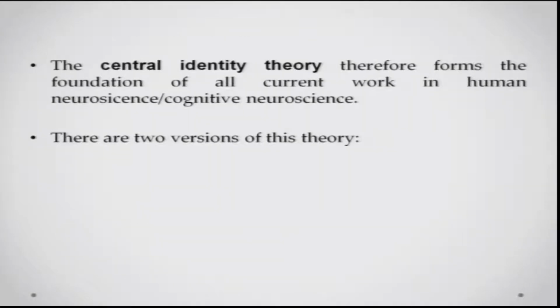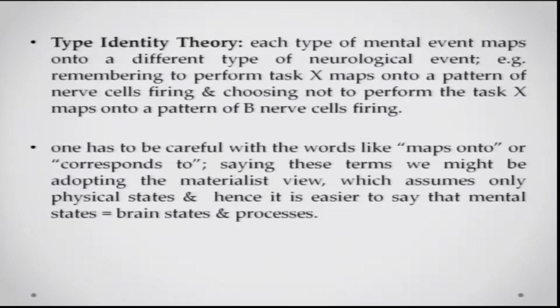So the central state theory basically forms the foundation of all the work in cognitive psychology, cognitive neuroscience, etc. There are two versions of this theory. First is the type identity theory. So you can say that each type of mental event maps onto a different kind of neural event.